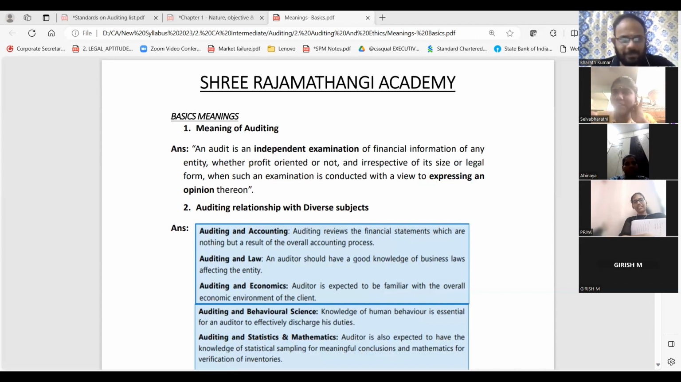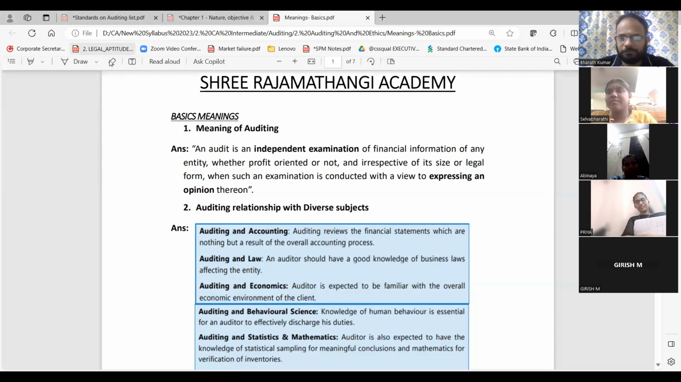P&L, balance sheet, cash flow statement. As per the Companies Act, first it will be the balance sheet, P&L, cash flow statement, statement of changes in equity, notes to accounts. Who told this order? Companies Act.